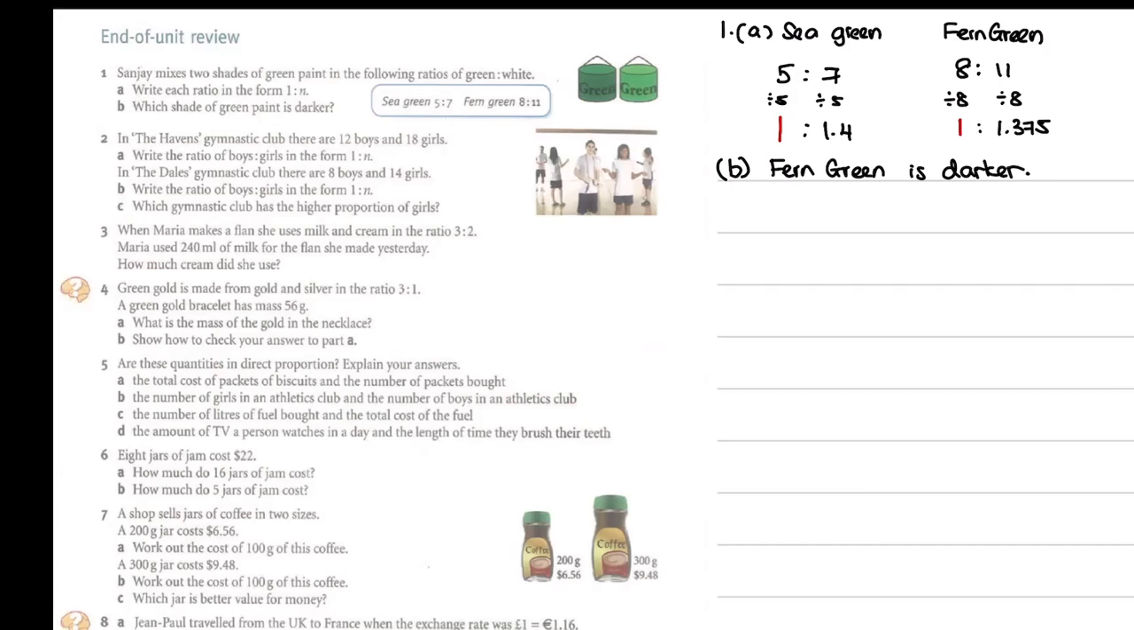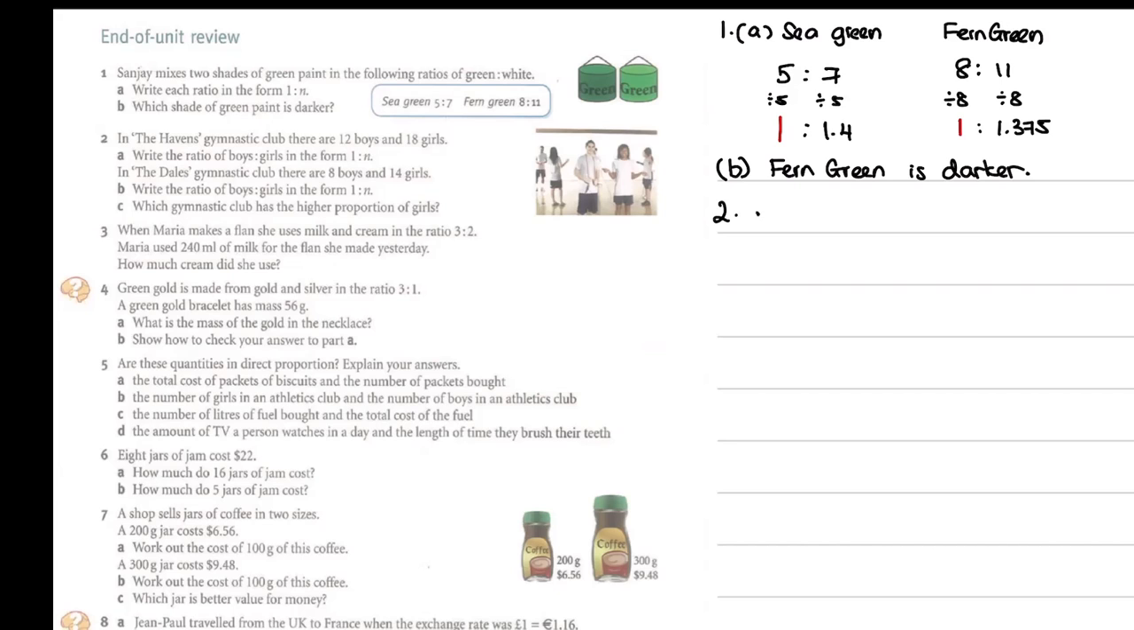Okay, then let's look at number 2. In the Havens Gymnastic Club, there are 12 boys and 18 girls. Write the ratio of boys is to girls in the form 1:n. This one applies the same concept as the first question. So we need to just change it to 1 part boys, how many parts girls.